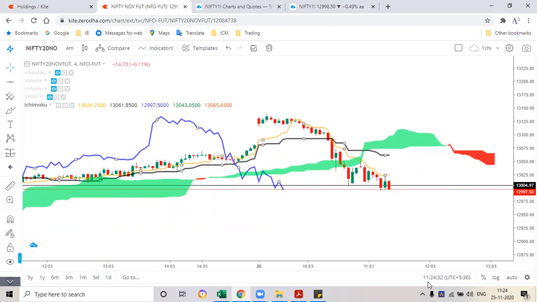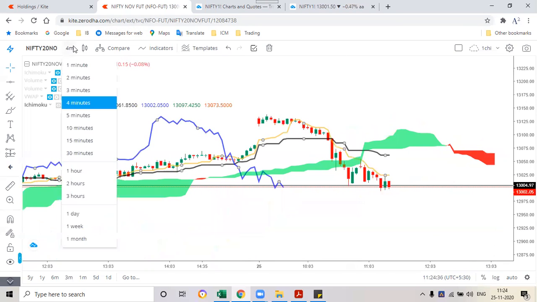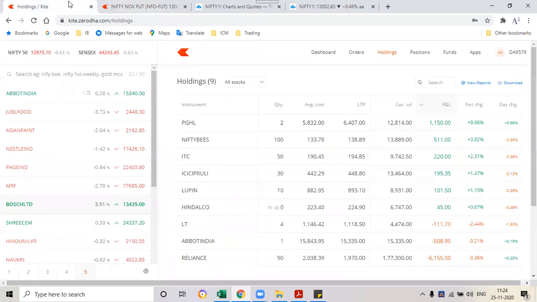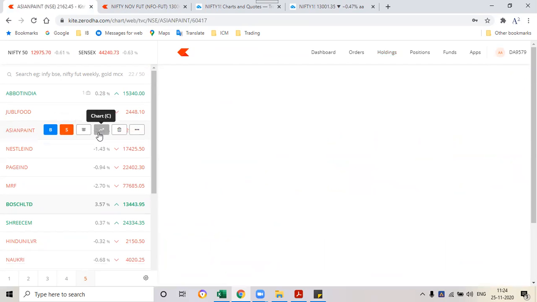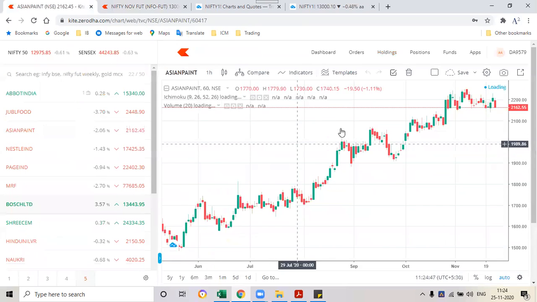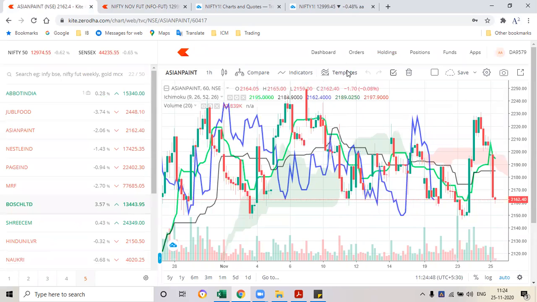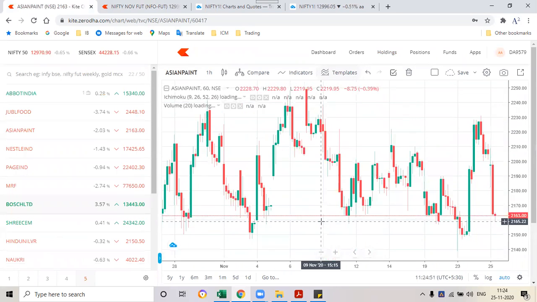So this is all about how to use it. If you're a positional trader, I'll show you how you do it. For example, Asian Paints. Put a 1 hour chart here. Like in Zerodha, put all the templates, like I have created this 1C template.